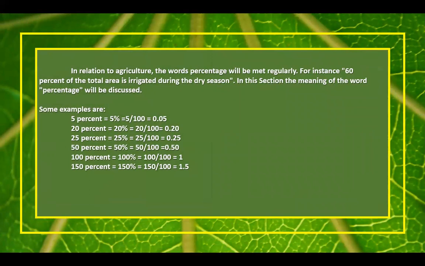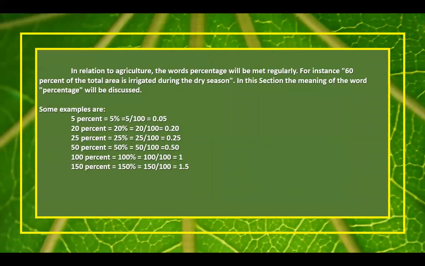In relation to agriculture, the word percentage will be met regularly. For instance, 60% of the total area is irrigated during the dry season. In this section, the meaning of the word percentage will be discussed. So for example, we have 5%, which is equal to 5 divided by 100, which is equal to 0.05.